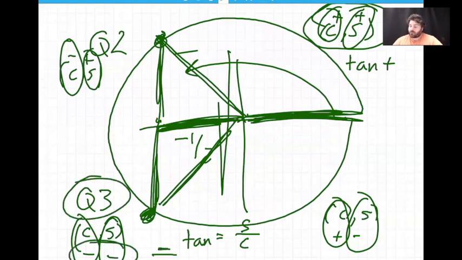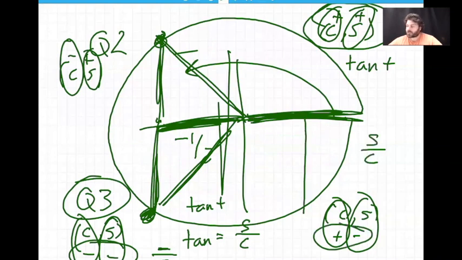So it's going to be a negative over a negative. That actually makes it positive. So tangent is positive in quadrant 3 as well. What about here? Well, it's a positive and a negative, right? When I do sine over cosine, it's going to be negative over positive. Tangent is going to be negative in this quadrant. And you would see here that tangent is also negative in quadrant 2. So that's kind of the sign of all these things.